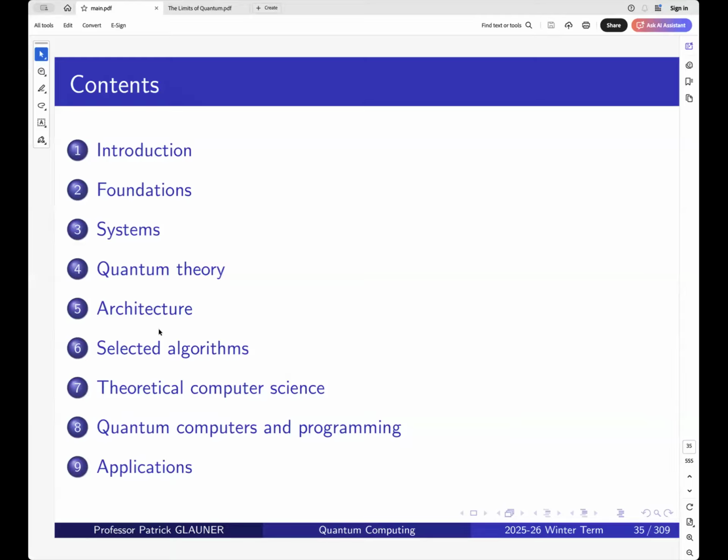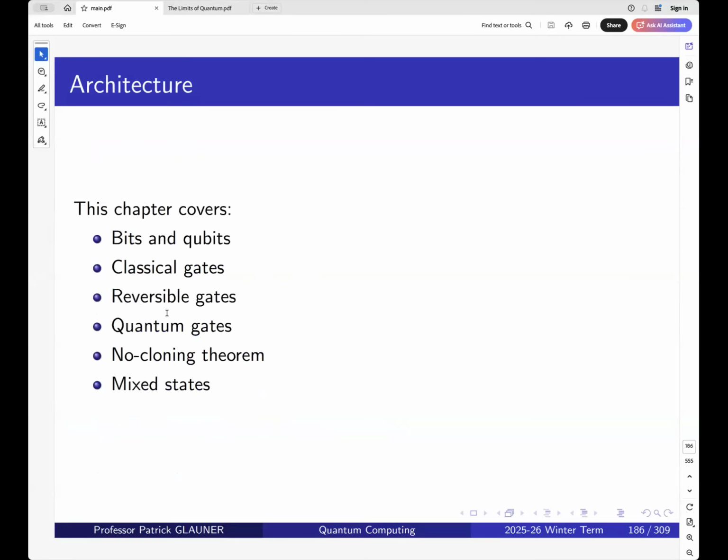And now we have finished 4 chapters: the introduction, the math foundations. We've looked into systems, including quantum systems. We formalized quantum theory. And now we actually start with computing. And today we will look into architecture. We will see bits and qubits.